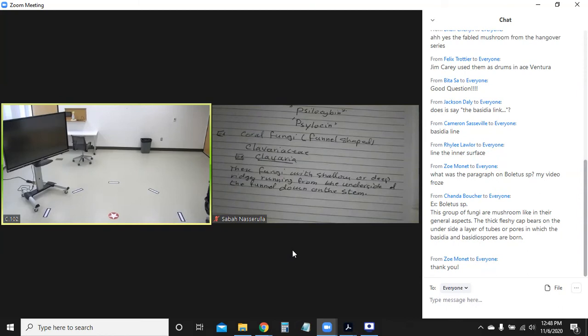Then the coral fungi and the tooth fungi are going to be the last of the Hymenomycetes, and then I'm going to start with the Gasteromycetes. I'm going to give you the puffball, the earth star and the bird's nest fungi. Then we move to the other one. Is that clear? Do you have any questions? No?